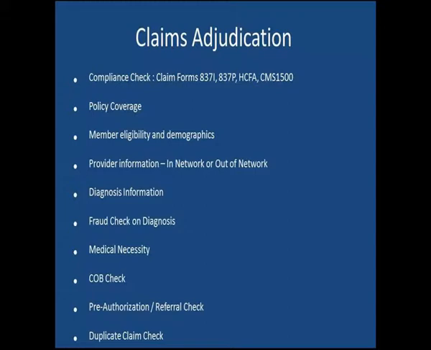And the next one is a COB check, which stands for coordination of benefits. Coordination of benefits in the sense, some people will have dual plans, like they'll be having two health insurance plans. What happens in that case? They should not be claiming twice. So let's say you have a $1,000 healthcare bill, and you cannot claim the same $1,000 in both the health plans, which will make you get around $2,000. That is not a good or valid practice.